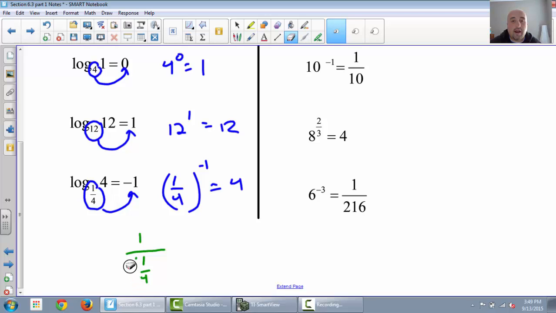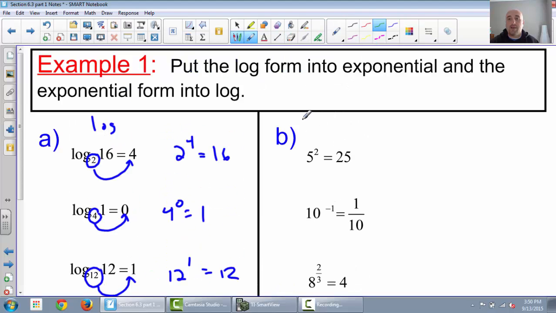Okay. Now, how do I divide fractions? I multiply by the reciprocal. So 1 times the reciprocal of 1/4 is 4/1. What's 1 times 4? The answer is 4. Okay, so that one is fairly tricky. All right, now let's go the opposite way.